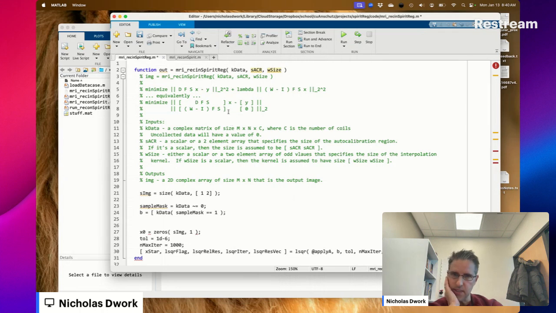Did I just make the same mistake that we made before? Okay, so now I'm questioning. What is the output of that? What's its size? It's the size of K data. Okay. I'll bet you that works.